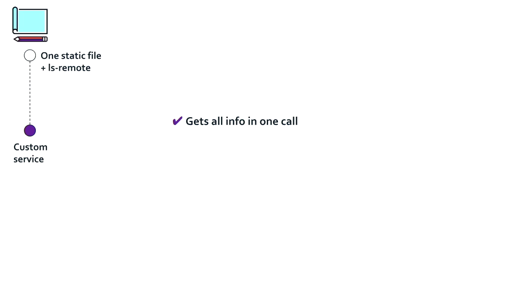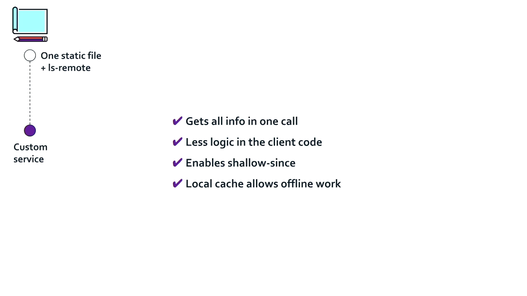OK, so the pros are that we get all info in one call from the server, so we don't need to do a lot of git ls remote. We have less logic in the client code, which means it's much easier to distribute and update this. It enables shallow sends, which is a huge git optimization. So git does not allow shallow clone, but there are a few workarounds. One of them is shallow sends. And if you do git ls remote, you don't have the timestamps that you need. If the server is the source of truth, then it can hold that. Local cache allows for offline work. And it avoids a round trip for every Bazel build.